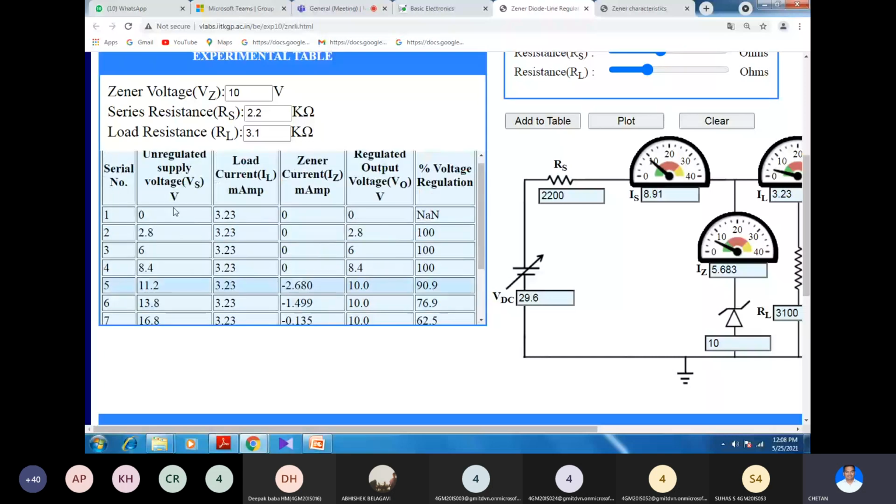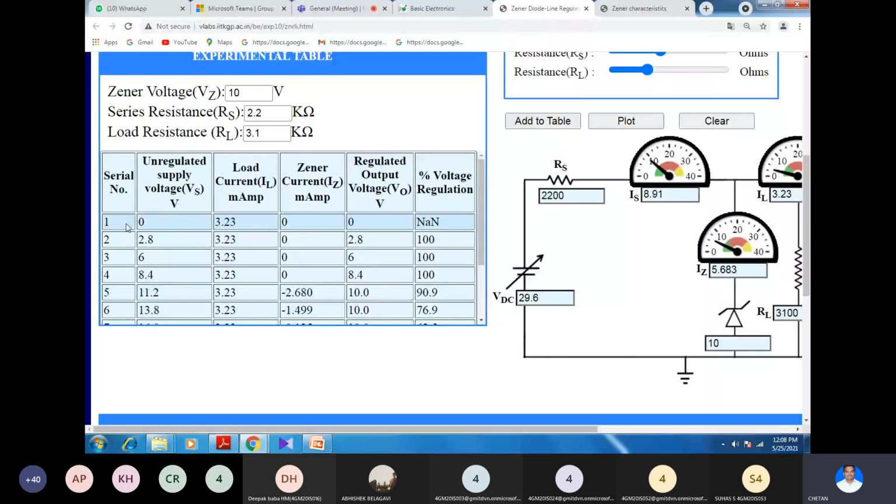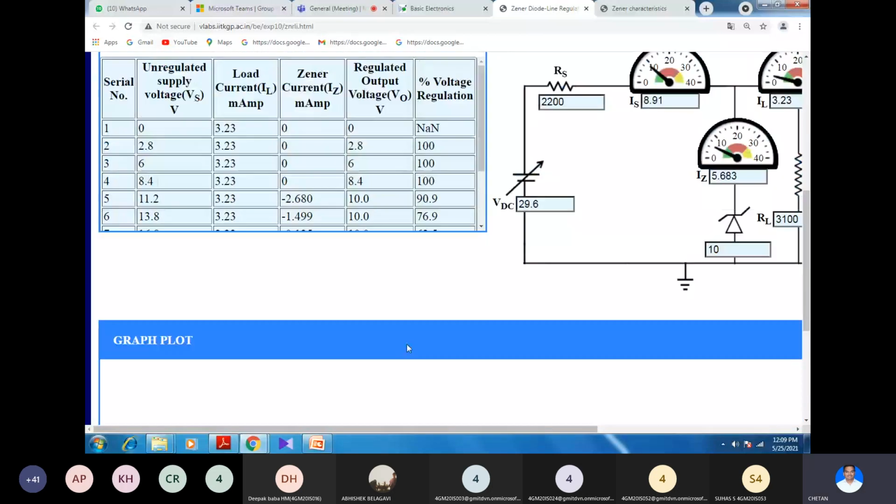For cases from serial number 1 to 4, the applied voltage is essentially less than Vz. Therefore, your diode is not on, which is indicated by the zero reverse current of the diode. Iz is 0 for these four cases. It means the diode is not on. As the diode is not on, you are not getting constant output voltage, right? You are getting whatever value you have applied at the input. The same is reflected at the output. I hope this is clear.